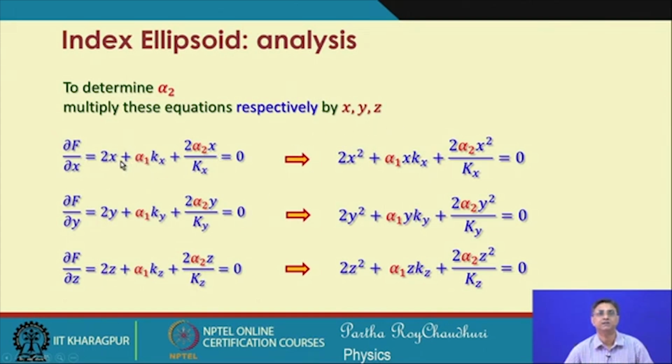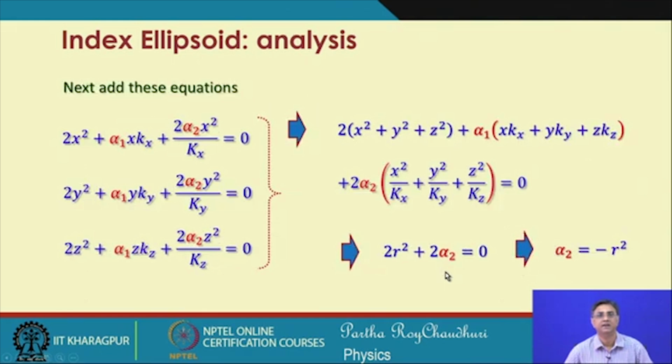So, if you multiply this equation with x, we get 2 x square plus alpha 1 x k x plus 2 alpha 2 x square by k x, and similarly this will be 2 y square plus alpha 1 y k y plus 2 alpha 2 y square by k y equal to 0, and so on for the third equation. So, this will result in this form. Now, we can add these three equations, the left hand side and the right hand side.